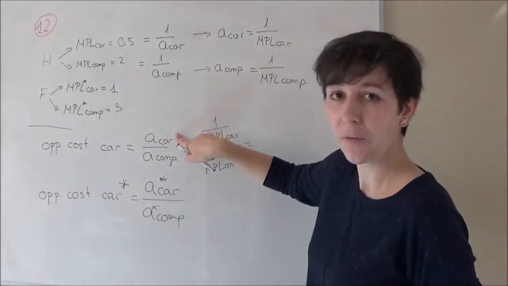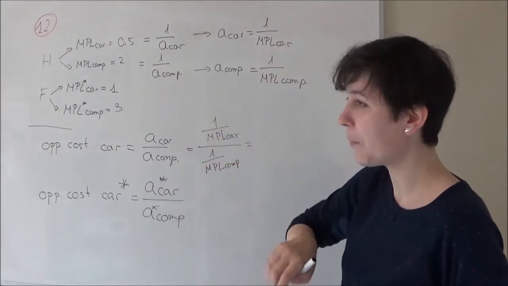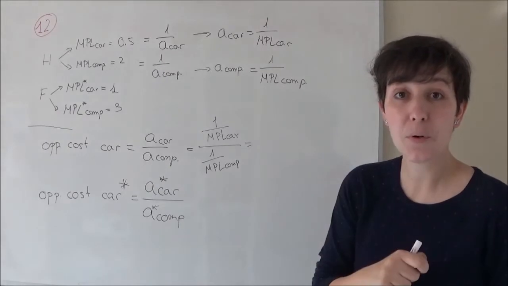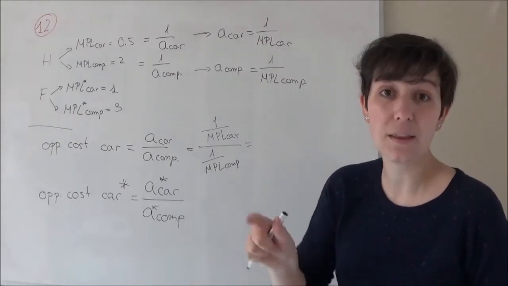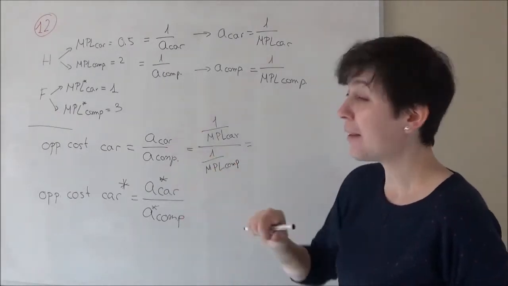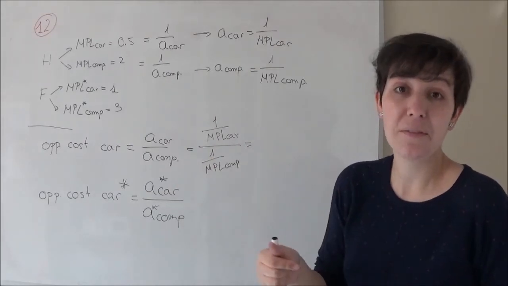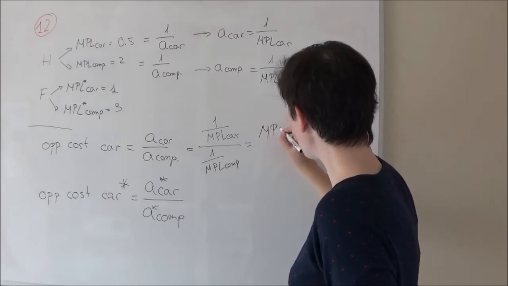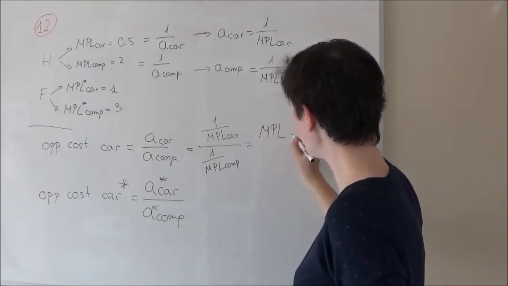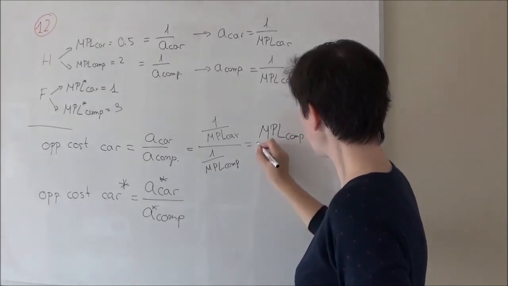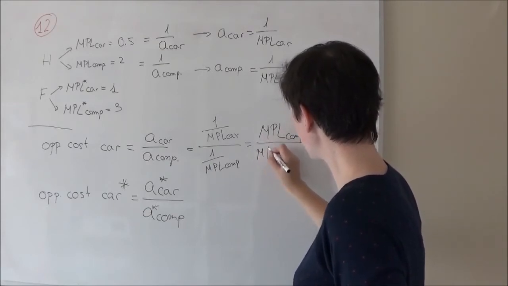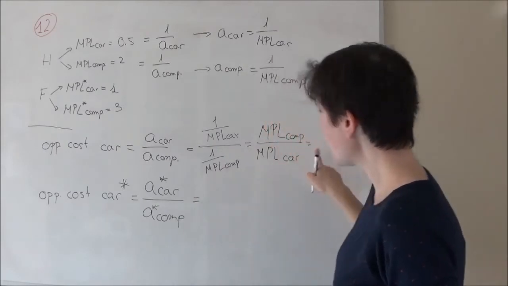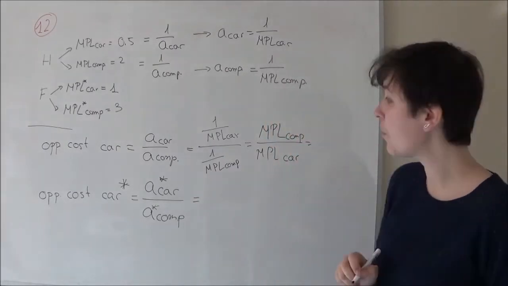unit labor requirement of car divided by the unit labor requirement of computer, so of the other good, in terms of marginal productivity, it's just going to be the inverse, given the fact that the marginal productivity is the inverse of the unit labor requirement. So here we are going to have the marginal product of labor of computer divided by the marginal product of labor of car. This is for the home industry, but we are going to have the same thing for the foreign industry.